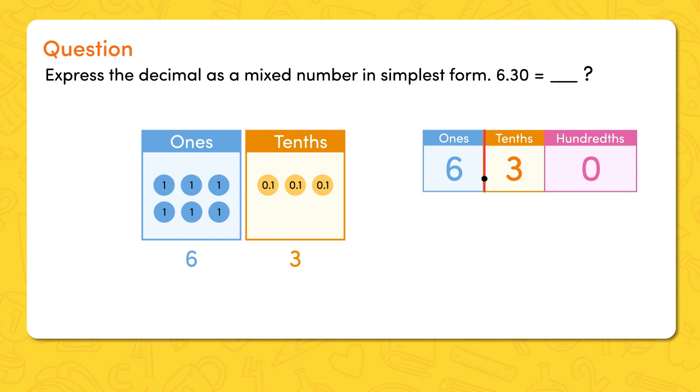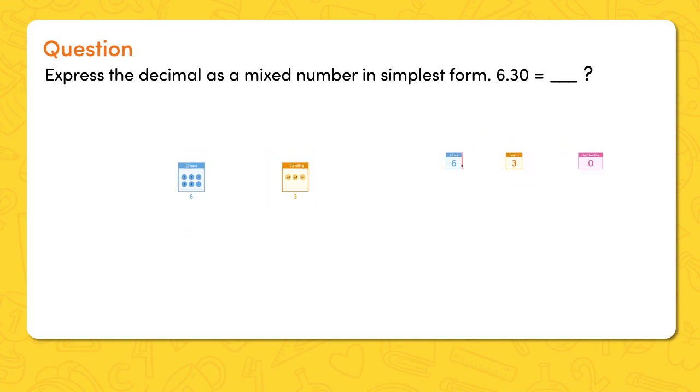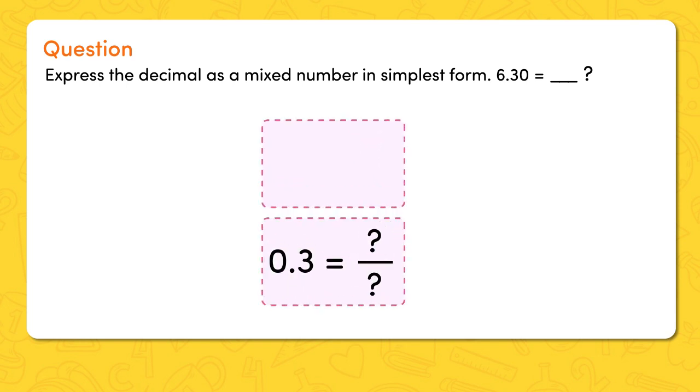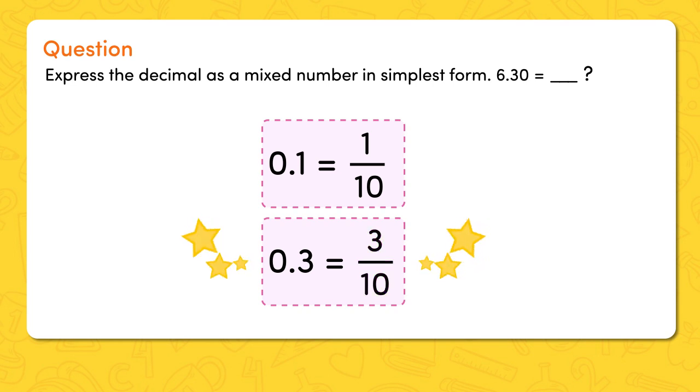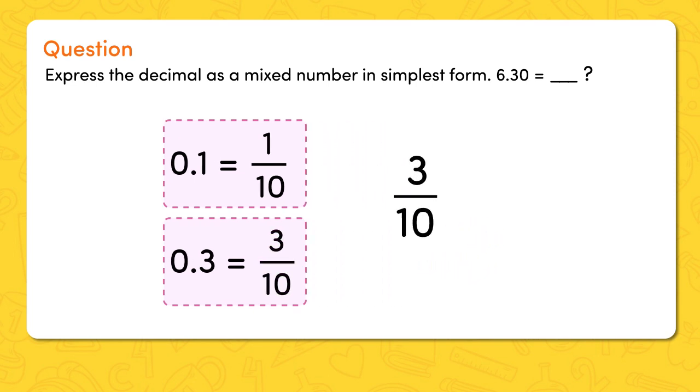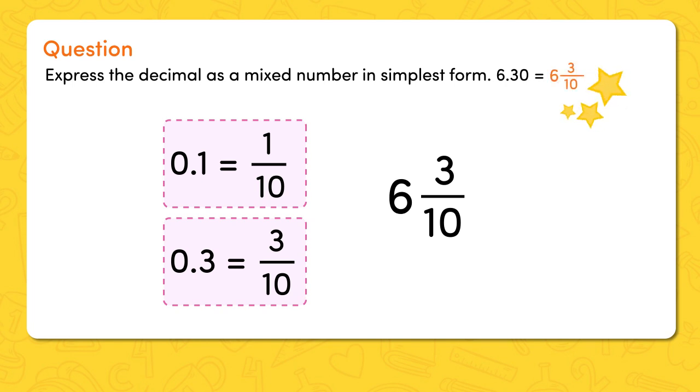0.30 is equal to 3 tenths. Do you remember how to write 3 tenths as a fraction? 1/10 can be expressed as 1 out of 10. Therefore, 3 tenths can be expressed as 3 out of 10. Great! 3 out of 10 is already in the simplest form. Therefore, combining with the 6 wholes from before, we have 6 and 3 tenths as a mixed number.